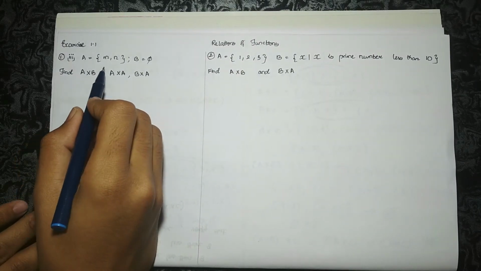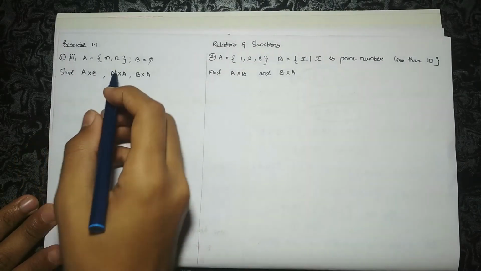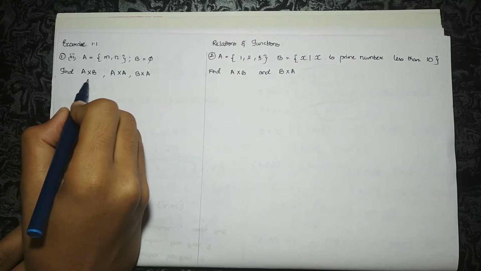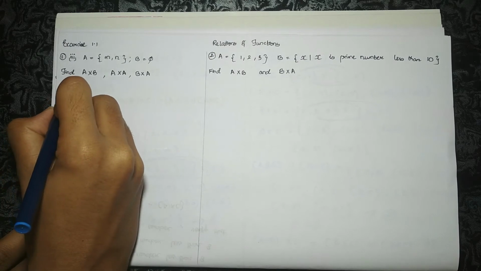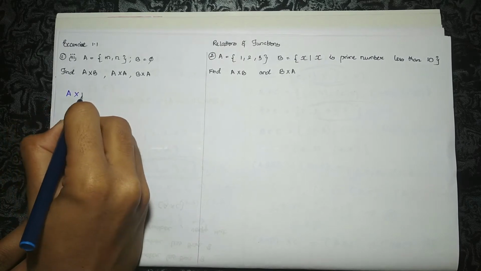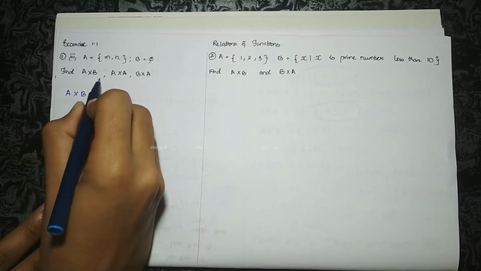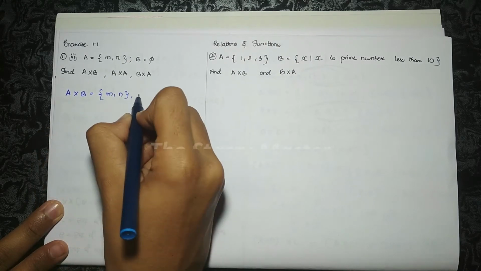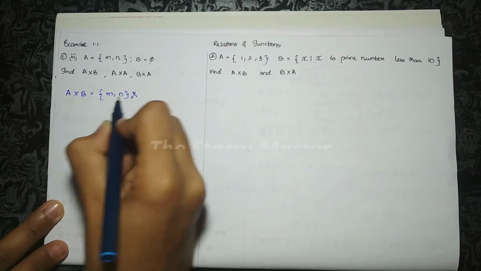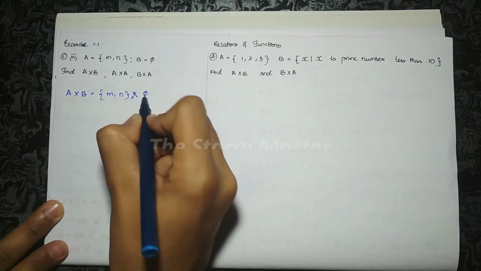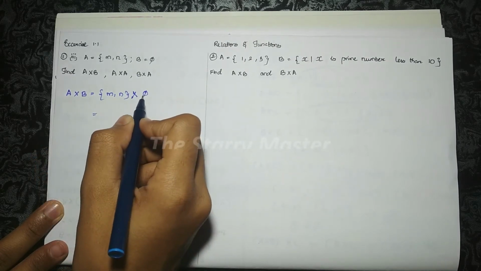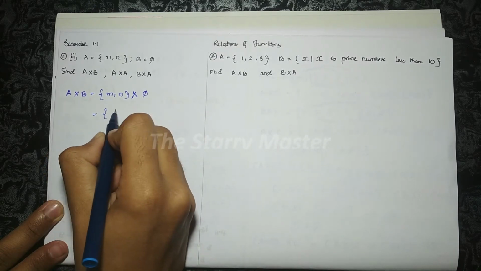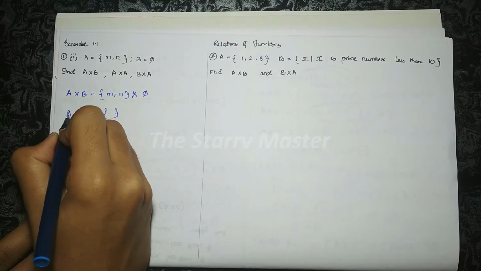Here, the value of A is given as {m, n} and the value of B is null. So, we have to find A cross B. Let's take A cross B equal to the value of A, {m, n}, cross the value of B, null. So anything into 0, null, is equal to 0 only. Anything into 0, it is empty, nothing.